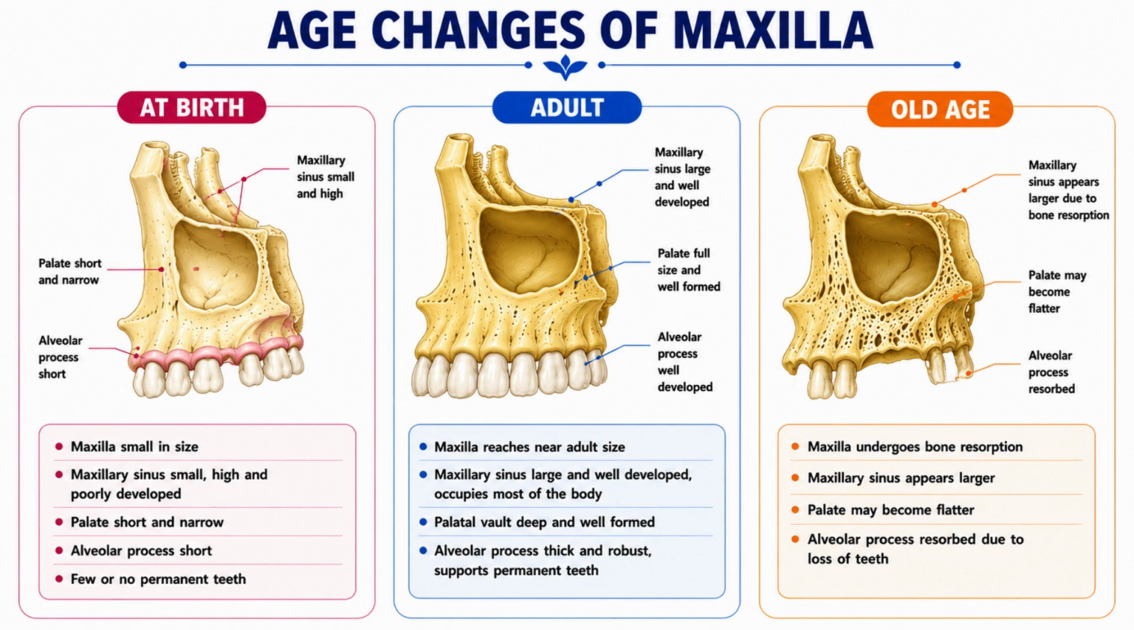In the adult stage, the vertical diameter becomes greater. Okay, it is because of the development of the alveolar process and increase in the size of the sinus, that is the maxillary sinus. Okay, in the old age, again the condition becomes reversed. Okay, the height is reduced because in the old age the teeth fall out and the alveolar process becomes absorbed. Okay, due to that the height is reduced. Okay, these are the age changes of the maxilla.